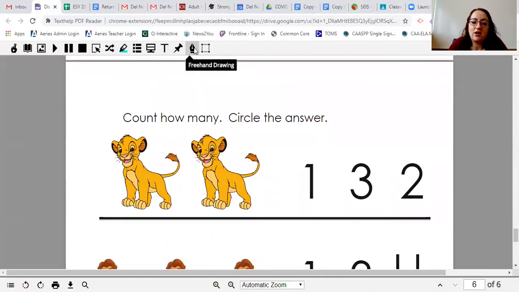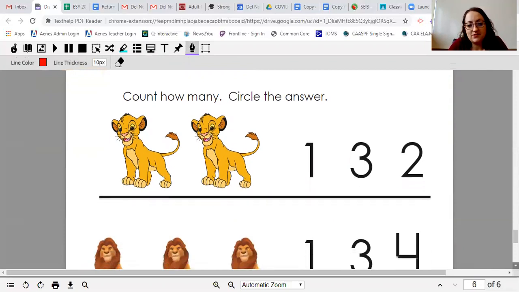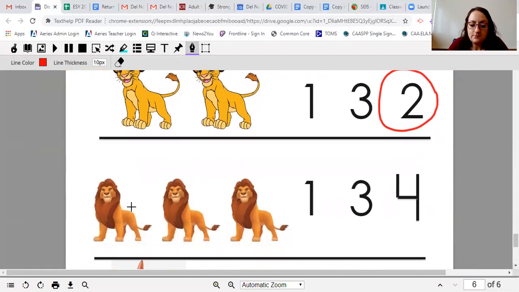Okay, and then we're going to finish off with some Lion King characters. So we need to see how many Simbas we have. So we have 1, 2 Simbas. So I'm going to come through, I have a 1, a 3, and then I find my 2 and circle it. So then here, how many of the king do we have? So we have 1, 2, 3. We're going to find our 3 and circle it.